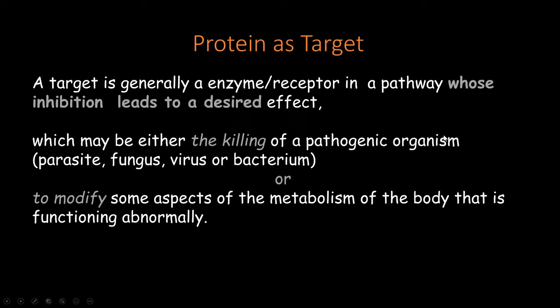If it is a pathogenic or infectious disease, like a viral one, it has to kill the pathogen. Or it might modify some aspect of ours and bring back our normal metabolism. That means if it was functioning abnormally, it should bring it back to the normal case, up to a certain extent, maybe not 100%. The second category refers to cardiovascular disease, CNS disease, the nervous system diseases, or even cancer, where to a certain extent people like to bring it back to normalcy. However, in pathogenic disease, the pathogen has to be killed.